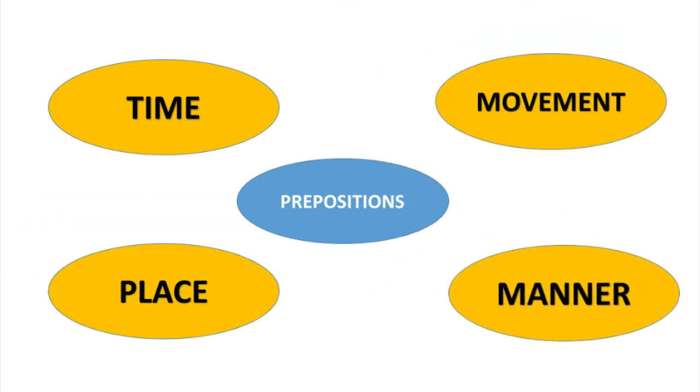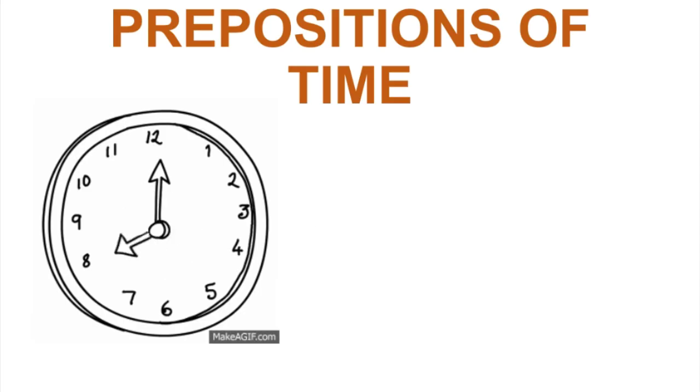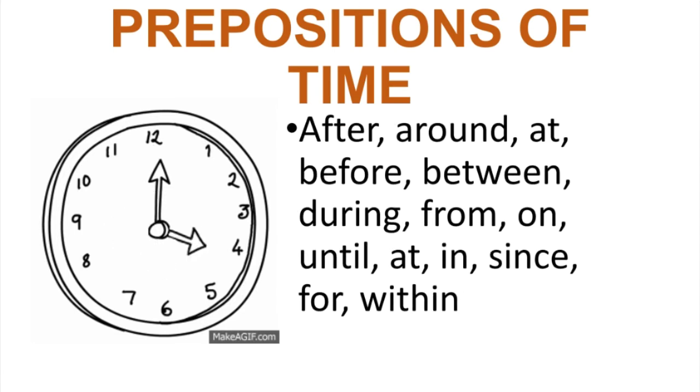So now, we are going to discuss using prepositions and prepositional phrases. For time prepositions, they are used to help indicate when something happened, happens, or will happen. It can get a little confusing though, as many different prepositions can be used. Examples are after, around, at, before, between, during, from, on, until, since, for, within.